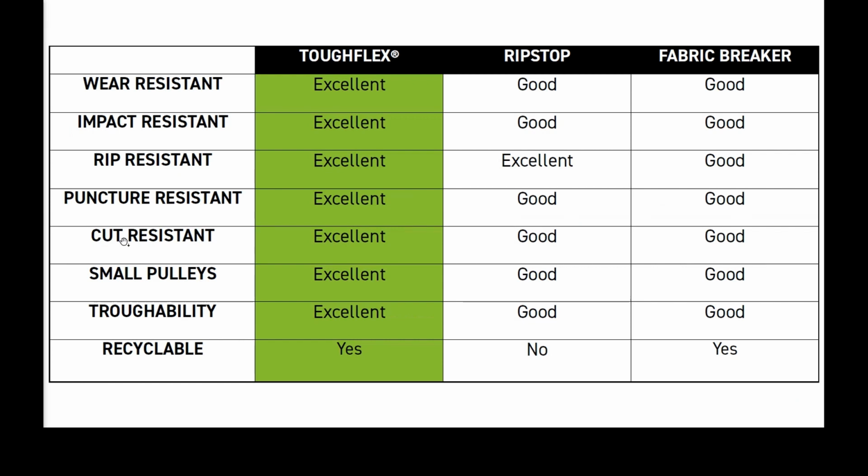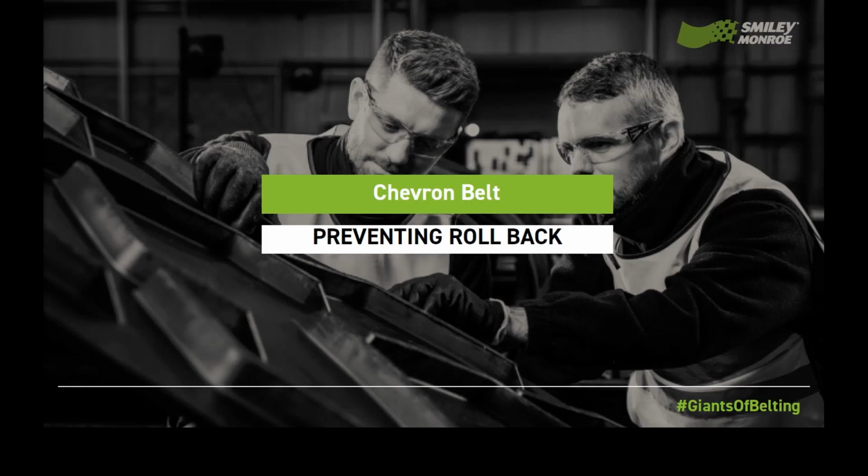So from the table, you can see that ToughFlex performs excellent across the board in terms of wear, impact, rip, puncture and cut resistance, as well as suitability for small pulleys and troughability. It should also be noted that Ripstop belting cannot be recycled, whereas ToughFlex can. So now back to Ryan to chat about the Chevron belting we can offer.